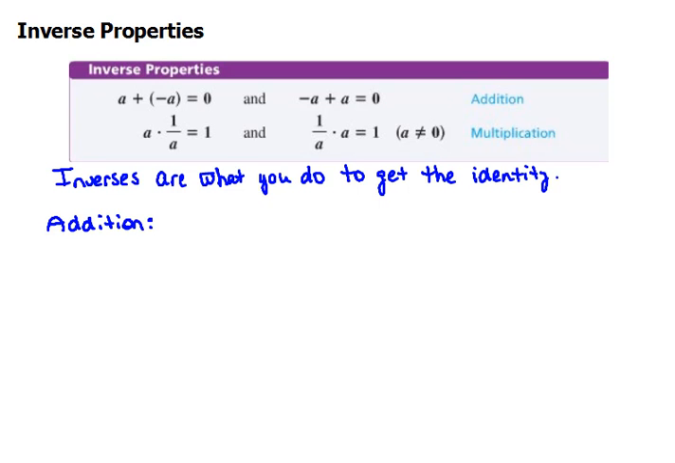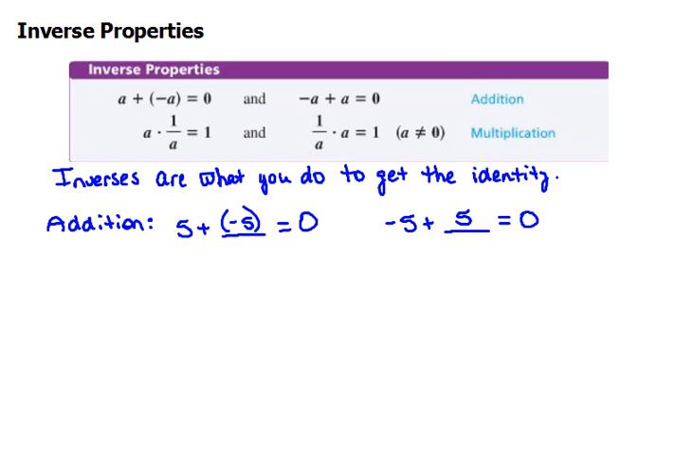Now remember what the identity was for addition. That was 0. It was what you added to something and it didn't change. Well, let's just take the number 5 for a minute. What would I have to add to 5 to get that identity of 0? Well, that would have to be a -5, right? And then backwards, I could say, what do I have to add to -5 to get that identity of 0? That would be a 5.